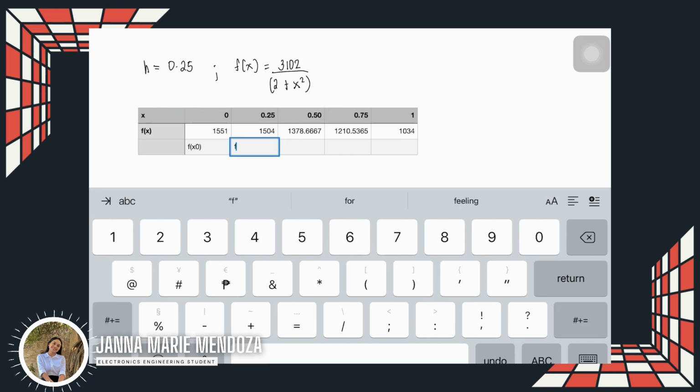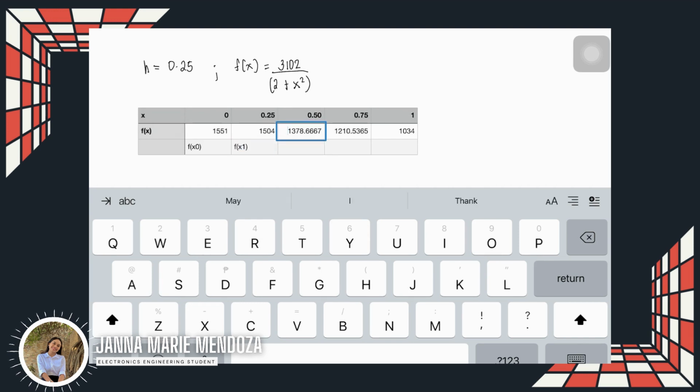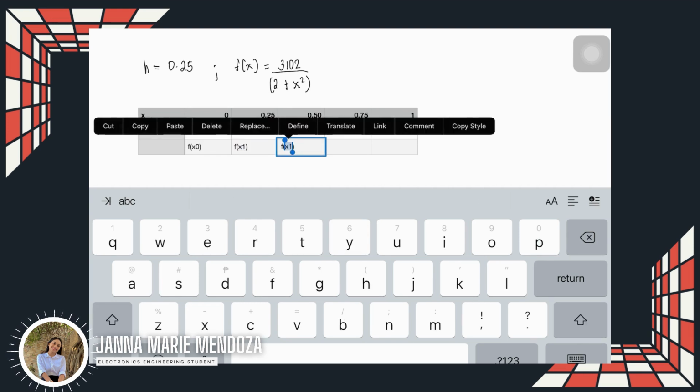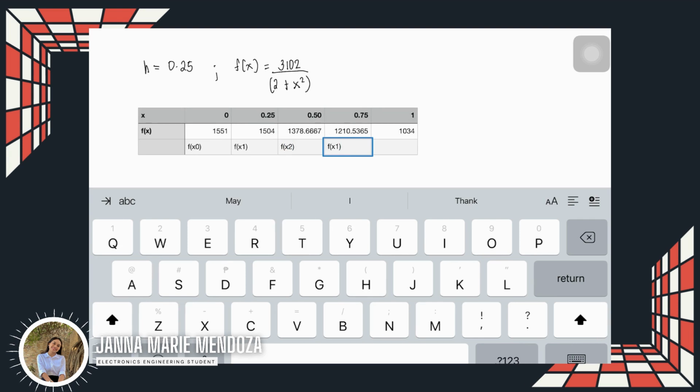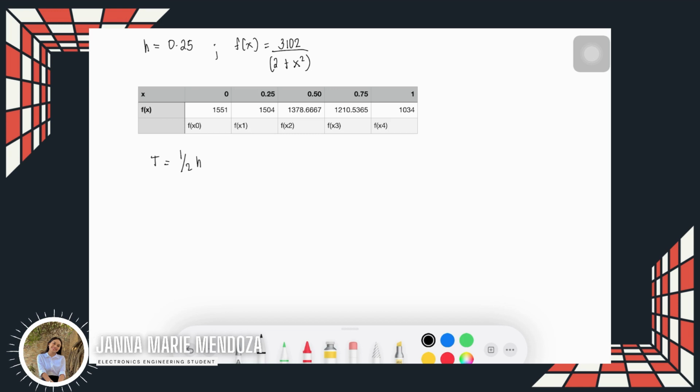Now, x equals 0 will be labeled as f of x0, then x equals 0.25 will be labeled as f of x1, x equals 0.50 will be f of x2, x equals 0.75 will be f of x3, and x equals 1 will be f of xn. Then, rewriting the formula for the trapezoidal rule, we have T equals 1/2 h times f of x0 plus f of xn plus 2 times f of x1 plus f of x2 plus f of x3.